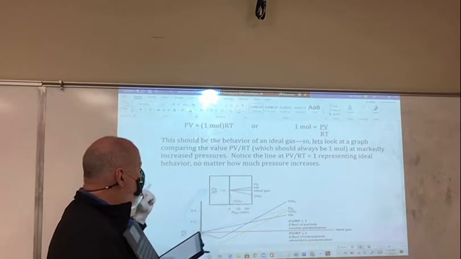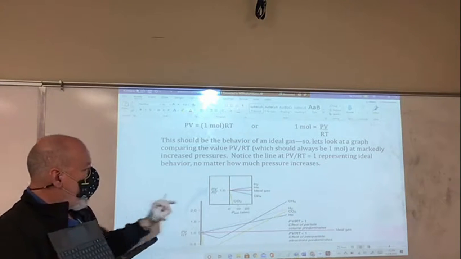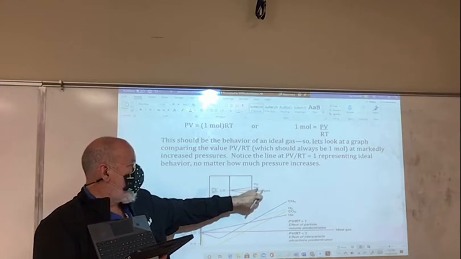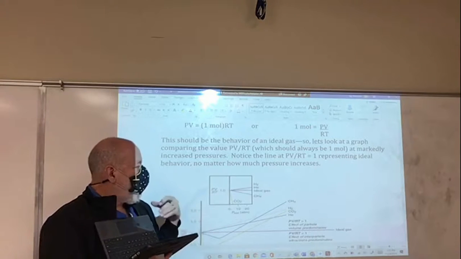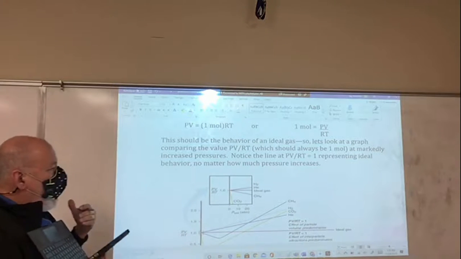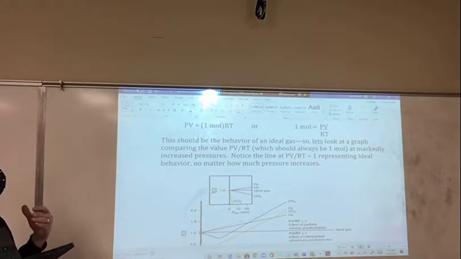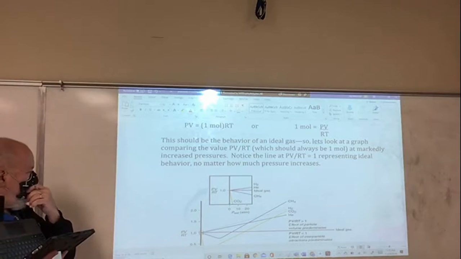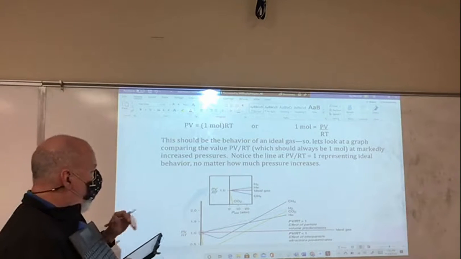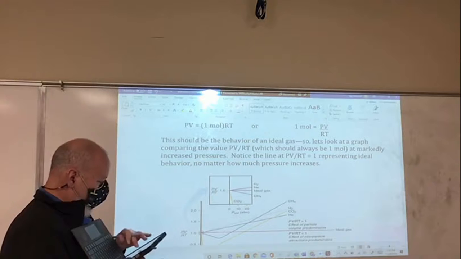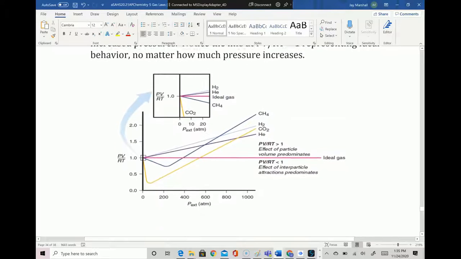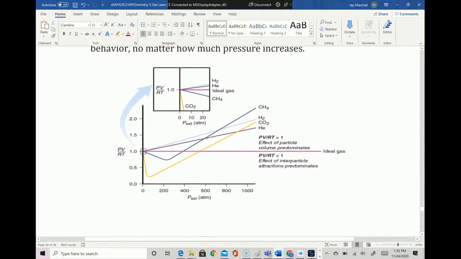But let's see what happens if I start increasing the pressure. If I have an ideal gas, it shouldn't matter what the pressure is, should it? I should always have a value of PV over RT equaling 1. Okay, and we've said that small molecules like helium and hydrogen, things that are nonpolar, are close to being ideal. But let's see what happens if I increase the pressure a great amount.